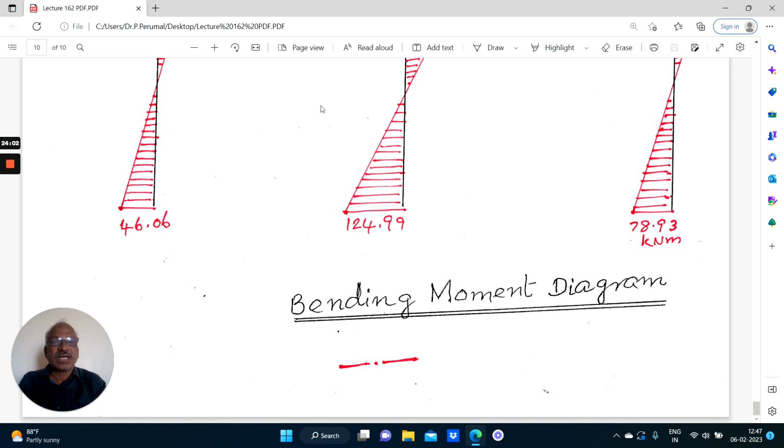The method assumes the frame as a cantilever fixed at the bottom and free at the top. So the leeward side columns will be in compression and the windward side columns will be in tension. Make the structure determinate.